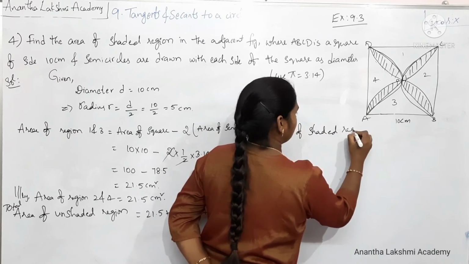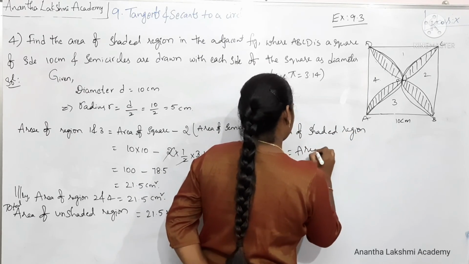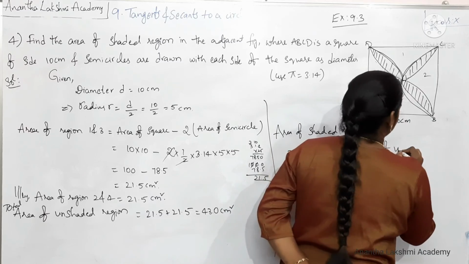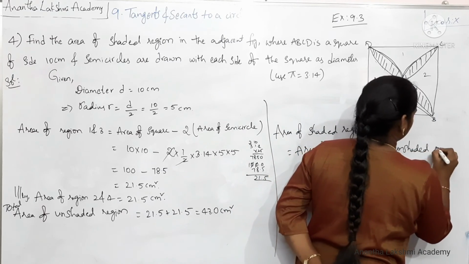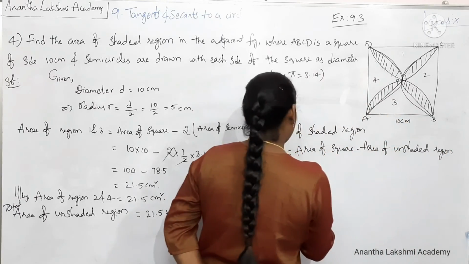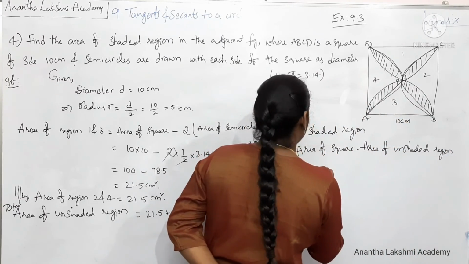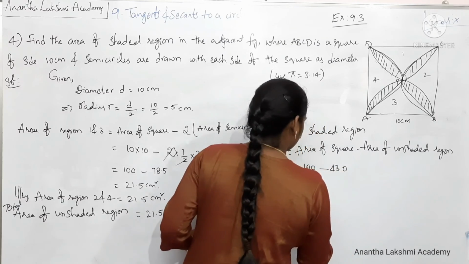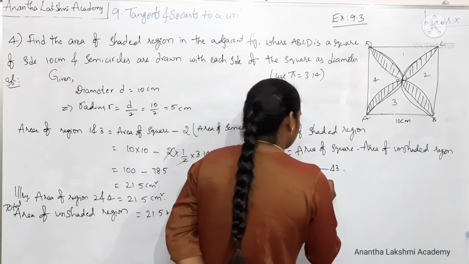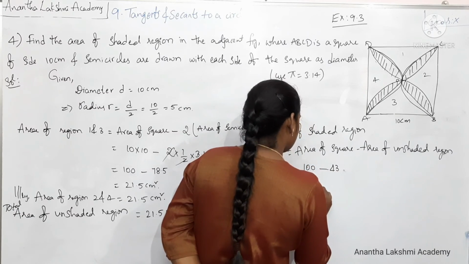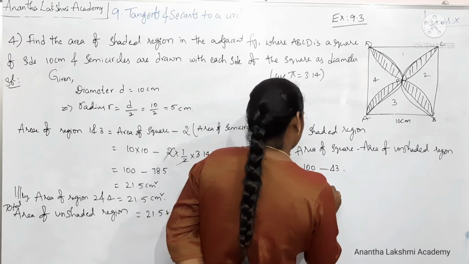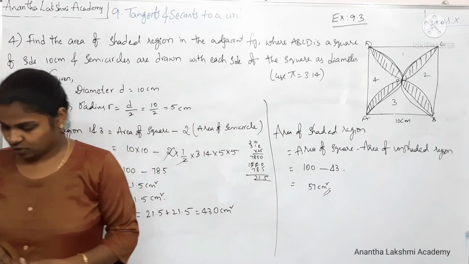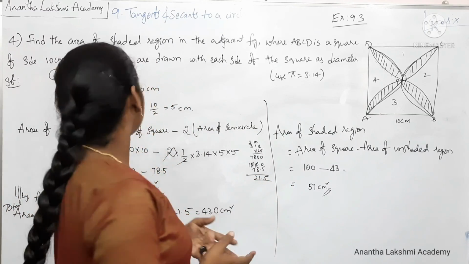Now, in order to get the area of the shaded region, the area of the shaded region is equal to the area of the square minus the area of the unshaded region. The area of the square is 10 into 10, 100, minus the unshaded region, which is 43.0. So 100 minus 43: 10 minus 3 is 7, 9 minus 4 is 5, 57 square centimeters. Alright, so the area of the shaded region is 57 square centimeters.